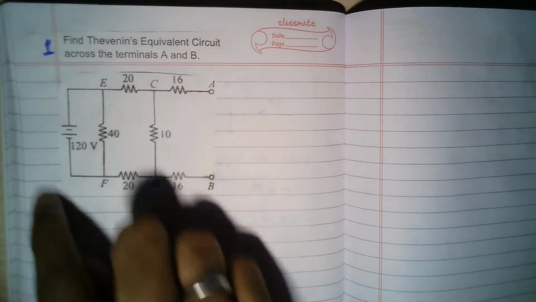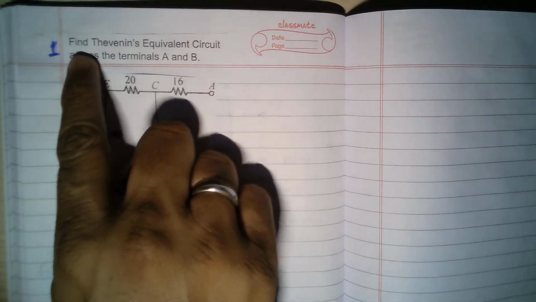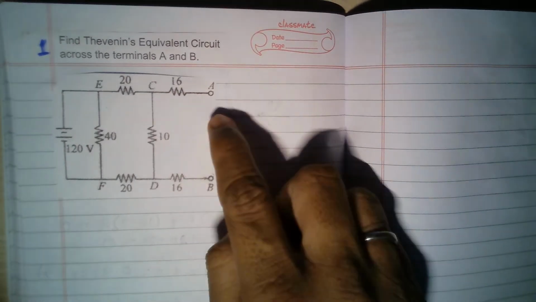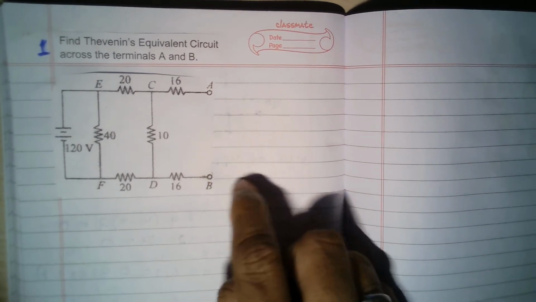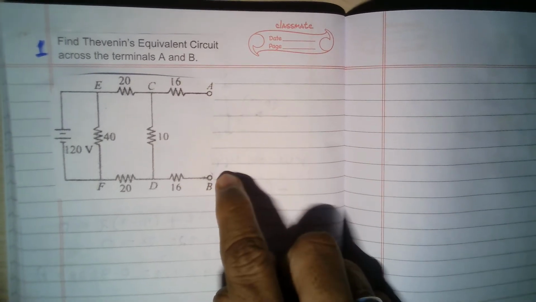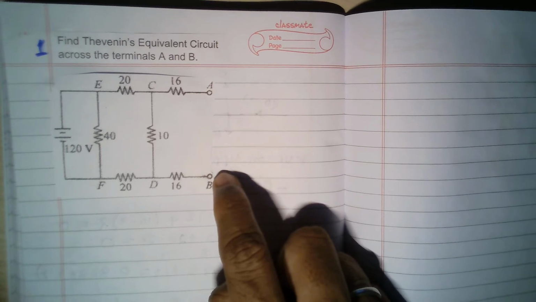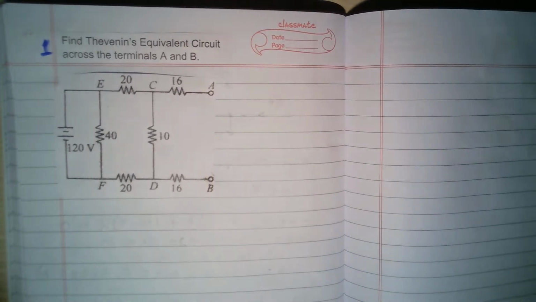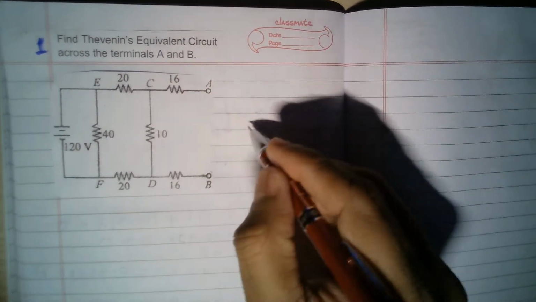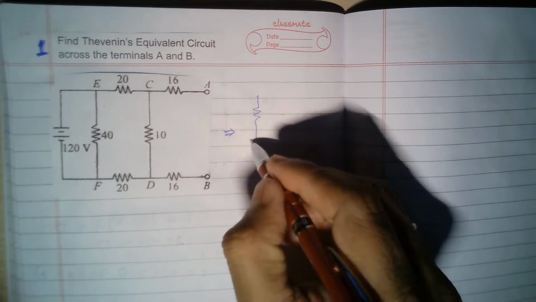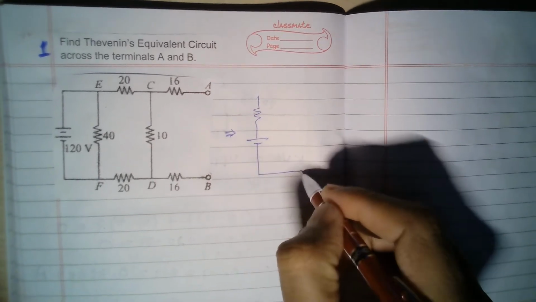So this is the first problem. The question is always the same: find the Thevenin's equivalent circuit across terminals A and B. Here the load resistance value is not given. So for example, between A and B, if I connect a 5 ohms resistance, what will be the current in that? In order to determine that, we need to replace this entire circuit with a single equivalent Thevenin's resistance in series with a Thevenin's voltage source.